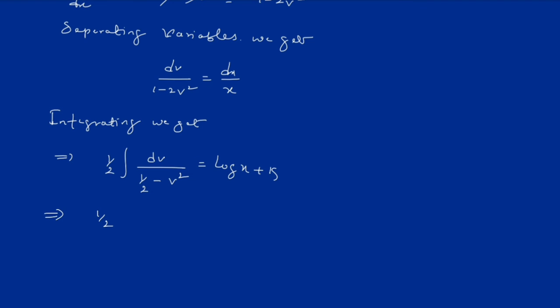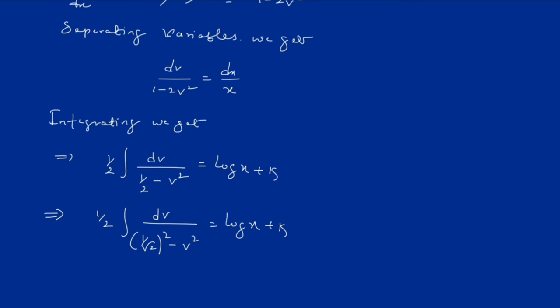Which implies dv, this term can be written as, in the denominator, 1 by root 2 whole square minus v square. Can we write like this? We are just taking the root and its square, right? So in the numerator 1 square is again 1, and in the denominator the square and root get cancelled, so it becomes 1 by 2. So now it is in the standard form, that is nothing but dx upon a square minus x square, right?